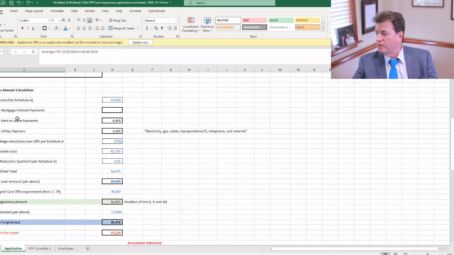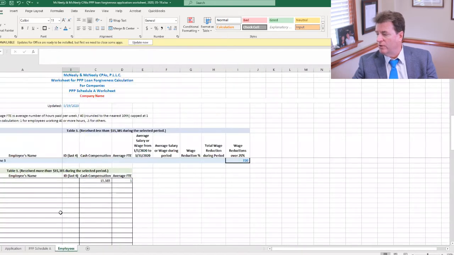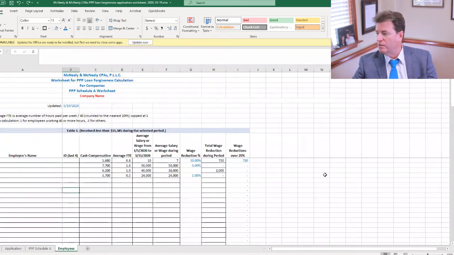So the rest of this is the application itself and shows the amount of forgiveness. But I want to go somewhere else first, and this is the detail behind it. You actually have to send in a list of your employees, the last 4 digits of their social, their cash compensation, their average full-time equivalent. And I've added some things in here to help calculate this wage reduction.